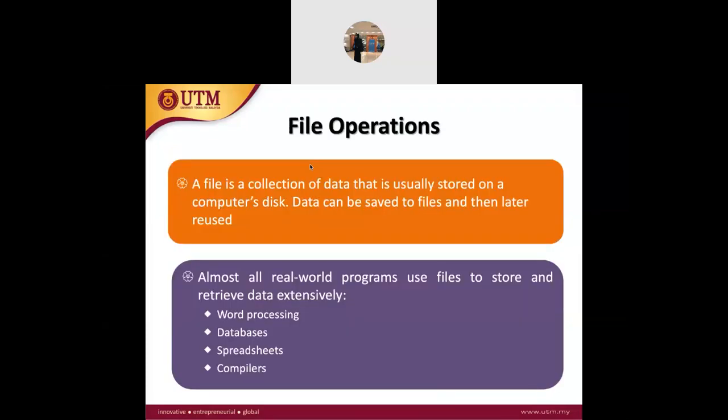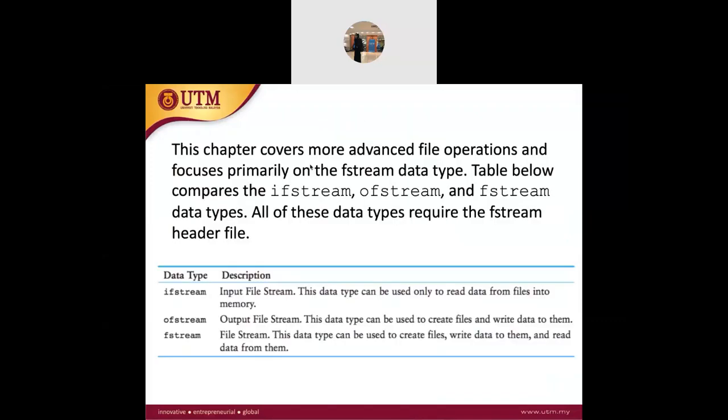So what are file operations? A file is a collection of data that is usually stored on a computer disk. Meaning we can have one file, a .txt, write something there, save it, and then open it back and reuse it. Almost all real programs use files to store and retrieve data extensively, for example word processors, databases, spreadsheets, and compilers.